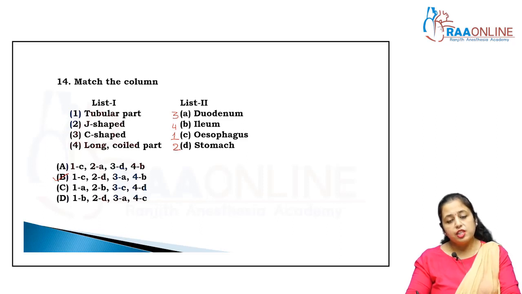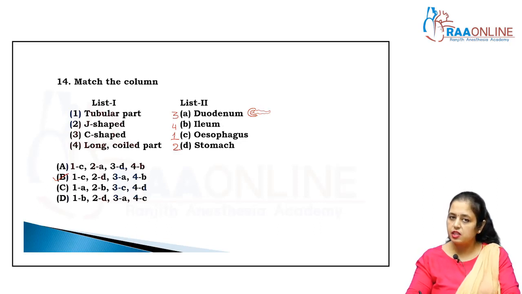Duodenum is the smallest part of the small intestine. It is the C-shaped duodenum, and in the loop of the duodenum, the pancreas, a leaflet-like structure, is present. Ileum is a part of the small intestine. It is highly coiled and a number of Peyer's patches are present in the ileum.